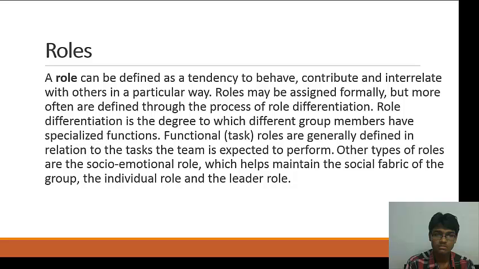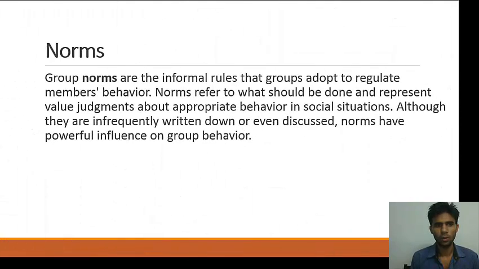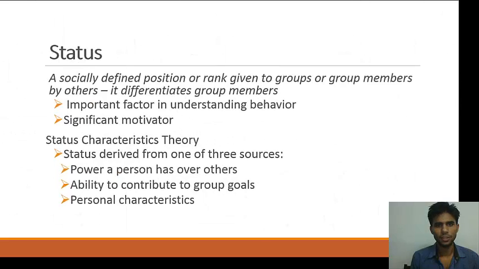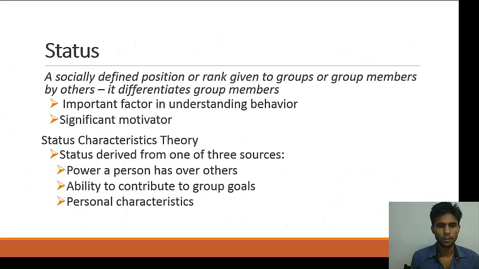Roles. A role can be defined as a tendency to behave, contribute, and interrelate with others in a particular way. Norms. Group norms are the informal rules that groups adopt to regulate member behavior. Status. A socially defined position or rank given to group members by others.